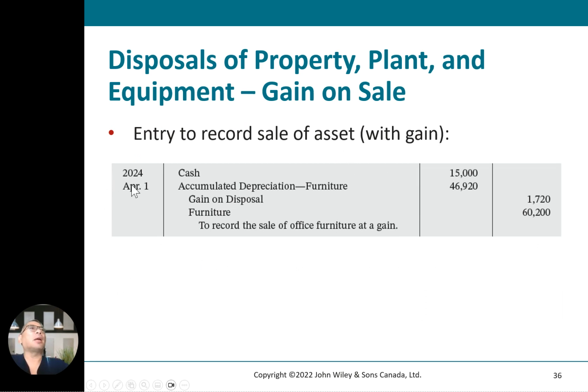April 1, cash is 15,000. Accumulated depreciation, furniture is 46,920. The gain on disposal will be 1,720 credit, and furniture will be 60,200. This is to record the sale of office furniture at a gain.